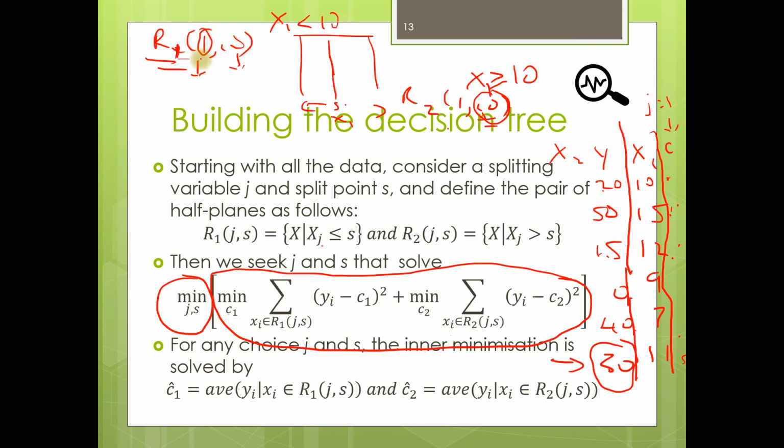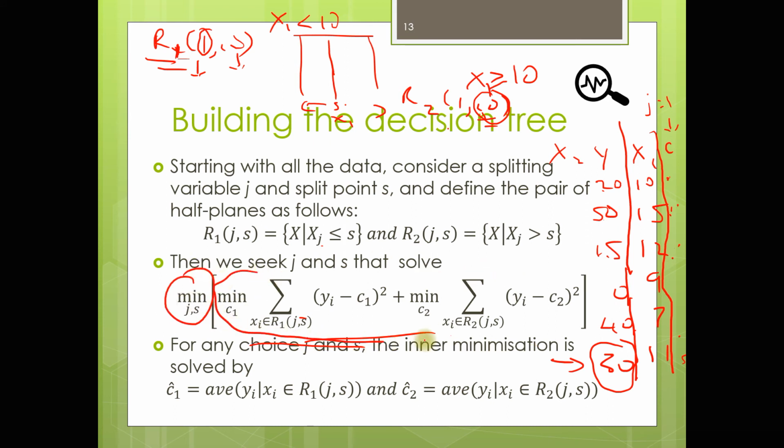In a data set, you don't have only one variable. You will have several variables. Let's suppose you have 10 variables. You will have to repeat this procedure for 10 variables. But apart from the 10 variables, you have different split points that you have to consider. For the same variable you have different possible split points.